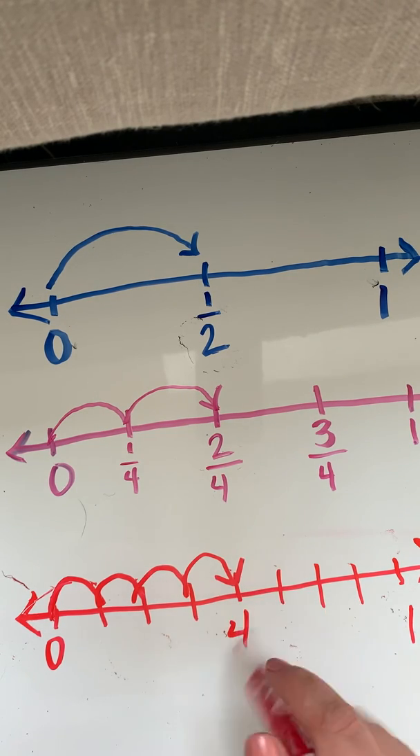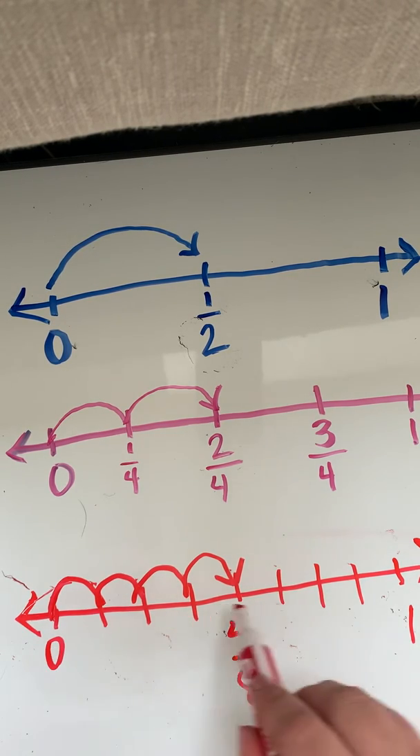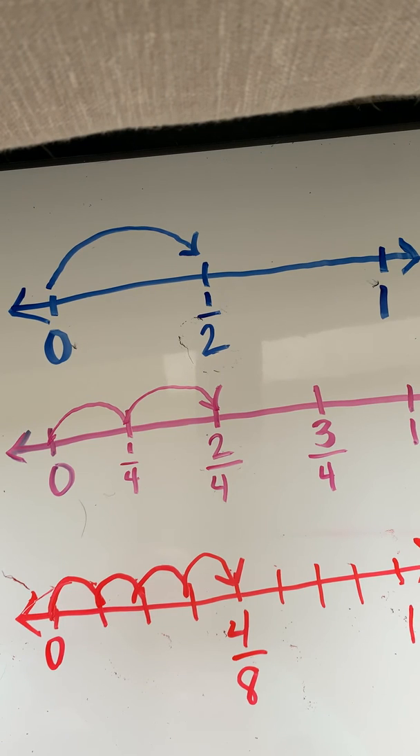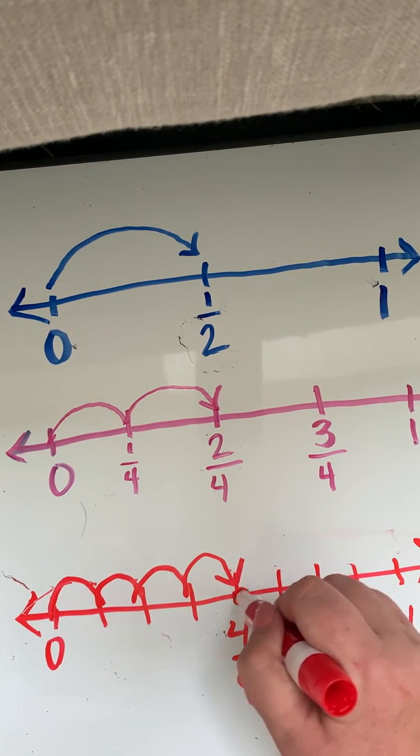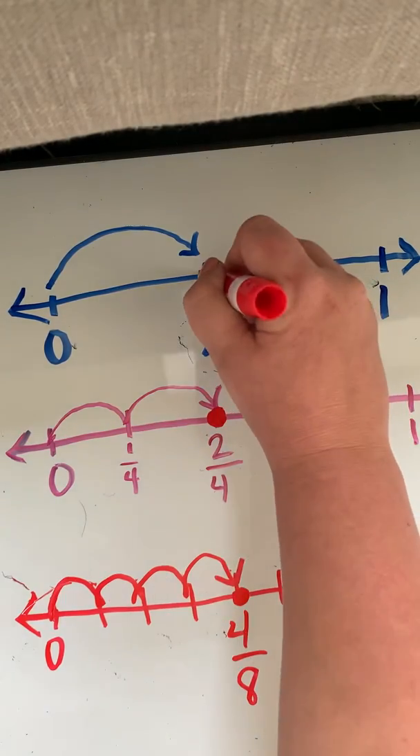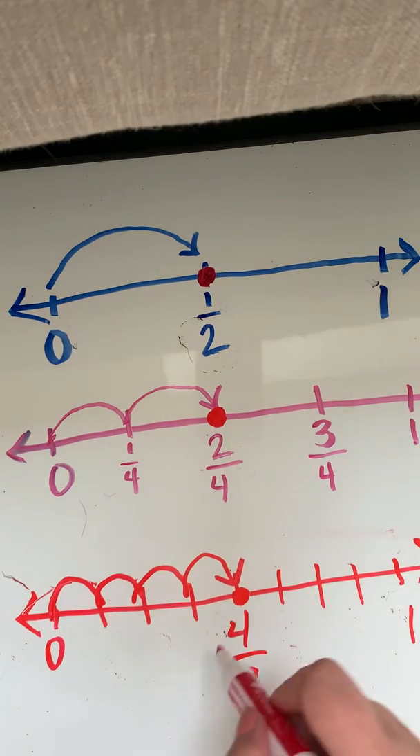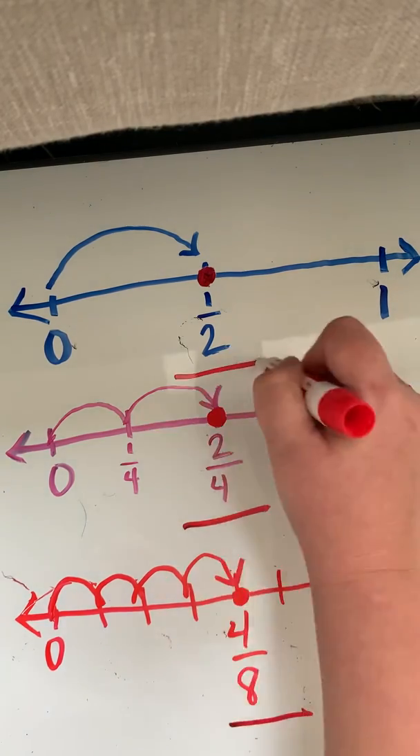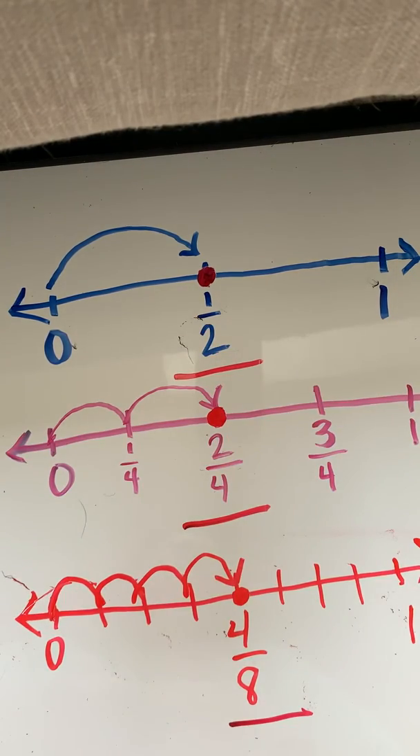And we had 8 pieces that we split our number line into. So that means that this point right here is 4/8. This is 2/4, and this is a half. And even though all 3 of those fractions look different when you write them out, they actually are equivalent. They are the same.